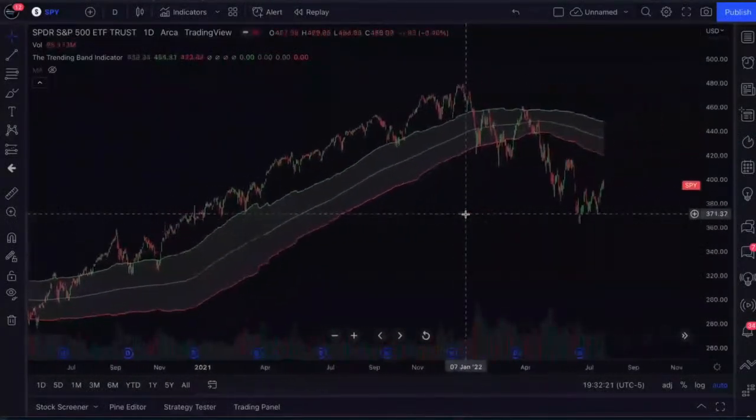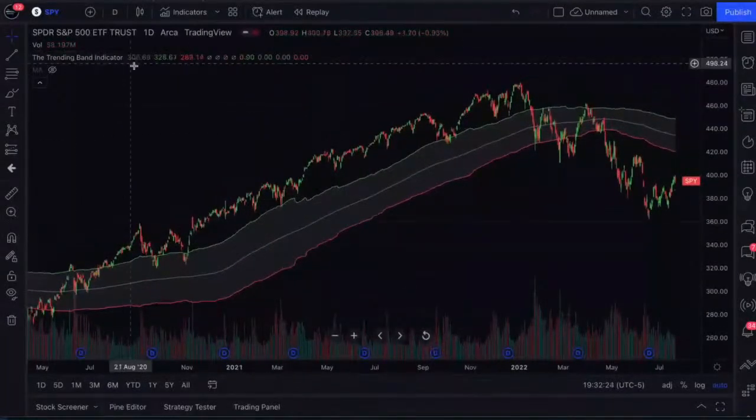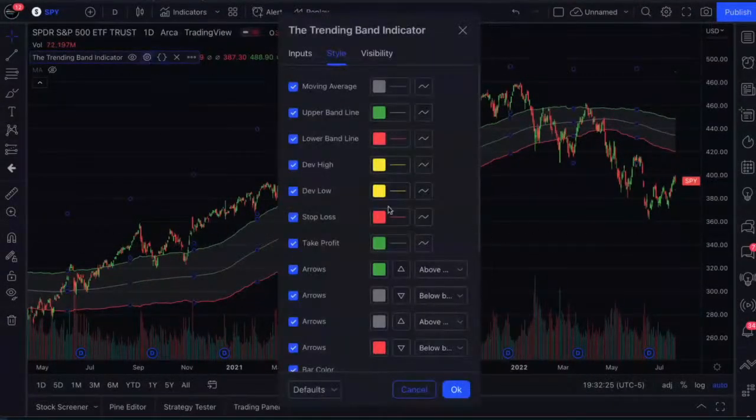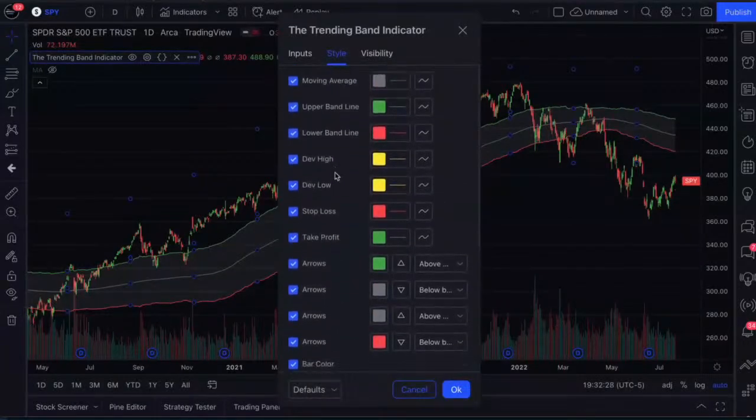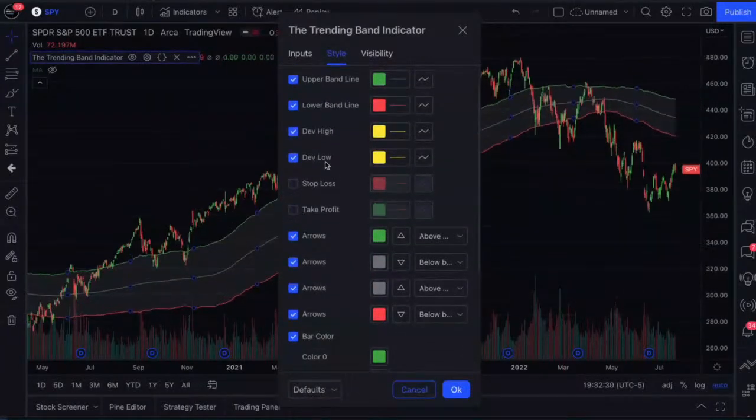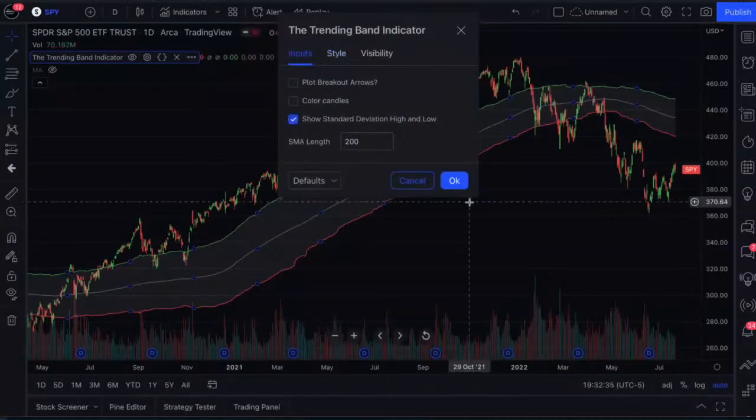Where we go to the S&P 500, which we use as stock symbol SPY. We go to our trending band indicator. First off, I'm going to take off these. It's going to make it a bit larger. And then dev high and dev low are not shown right now. Show standard deviation high and low.